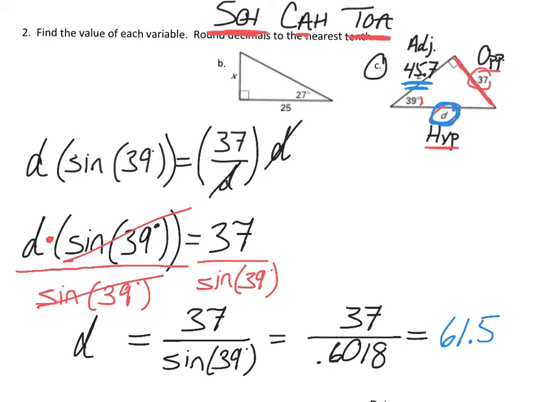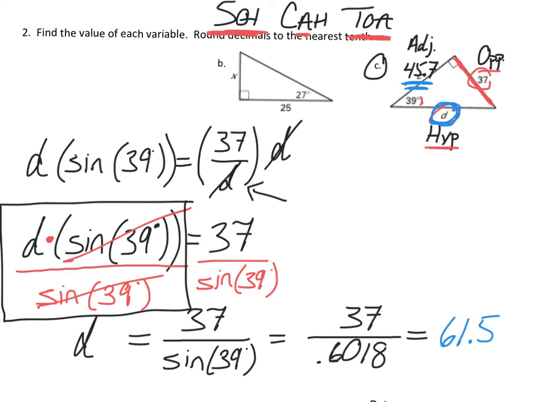Now, a quick thing I wanted to note, when solving this equation, we're always going to follow the same steps if the variable happens to be in the denominator. So you're always going to multiply by the variable, and then you're always going to divide by the trig function, like we did here on the left.